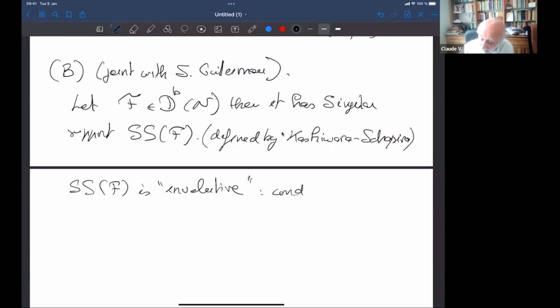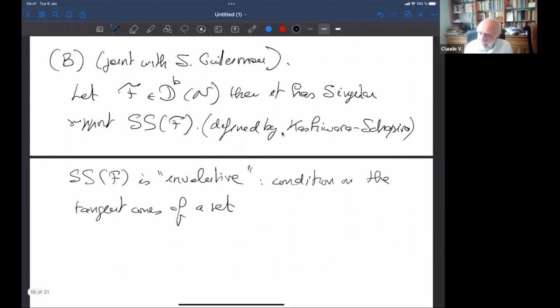So this is a condition on the tangent cones of a set. For a set you can define a large tangent cone and a small tangent cone. And the set is involutive if the orthogonal of the linear span of the big one is contained in the small tangent cone. So that's a condition which is invariant by C1 map or maybe by Lipschitz map, but not much more.